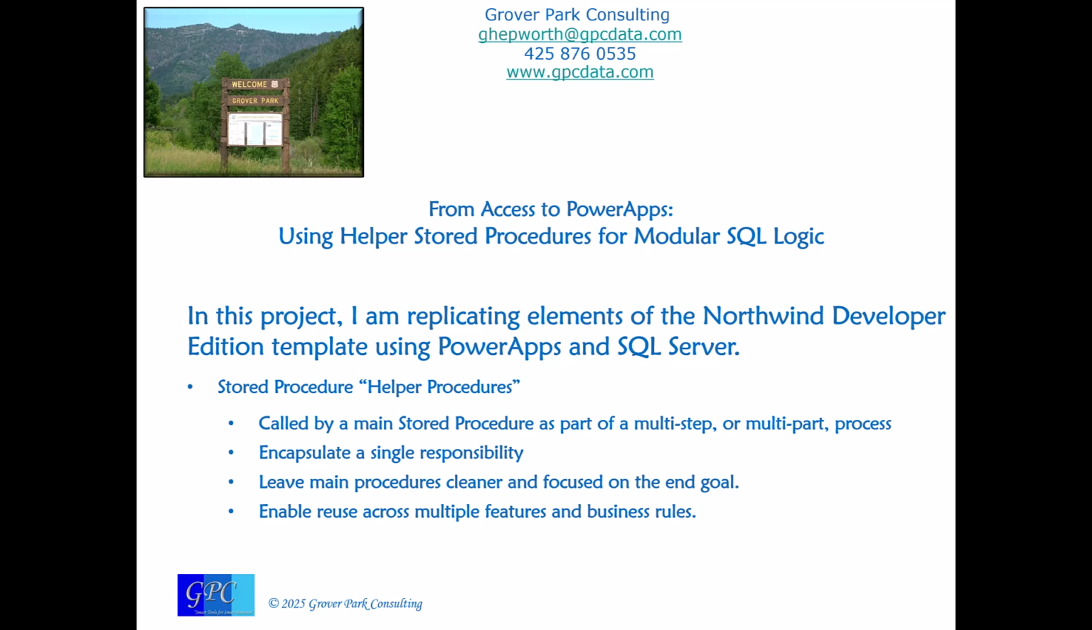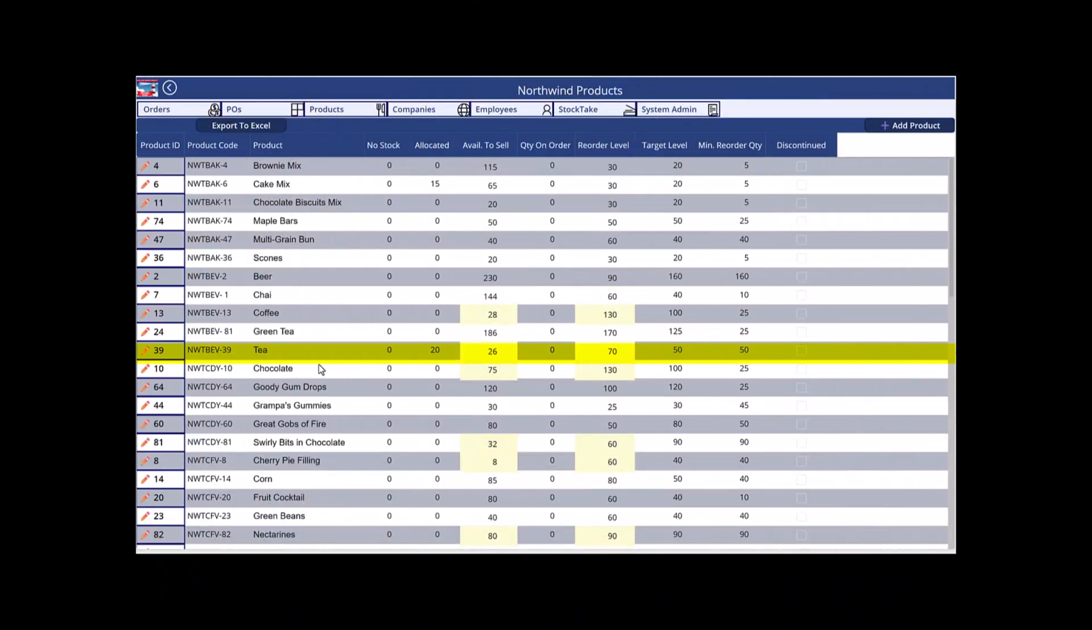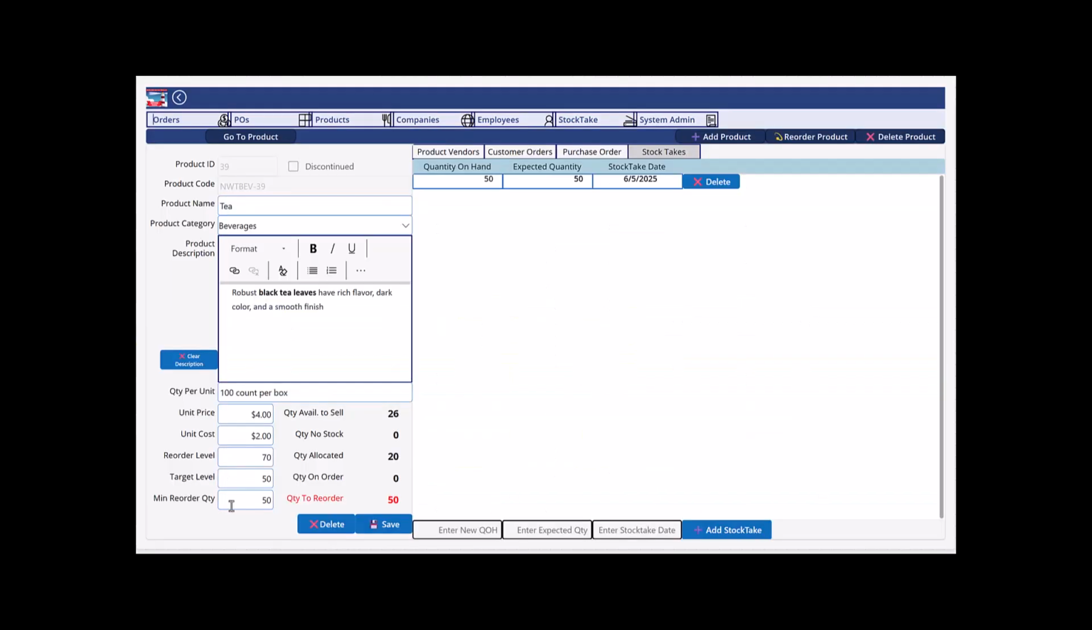To illustrate, let's take a look at product inventory. When we open a product record, the screen displays real-time inventory and reorder information. We can look at products detail for T. When the screen for a product becomes visible, it displays attributes of that product, which are editable. They're shown here with a white background and a pale blue border.